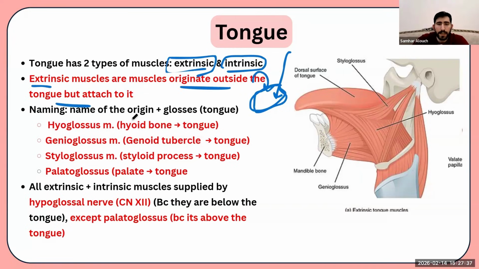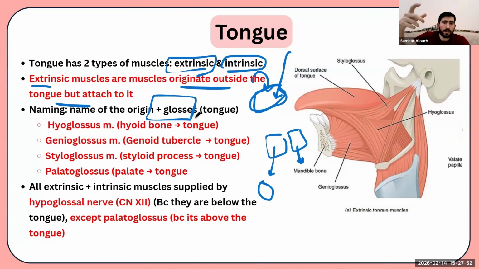How do we name the extrinsic muscles? If we name a muscle that comes from outside and attaches to the tongue, the name has two parts. The first part is the name of the origin, the place that it comes from. And the second part is the name of the tongue itself, which is glossus. Okay, so the first muscle we have is hyoglossus. Okay, and hyoglossus is from the hyoid bone to the tongue.